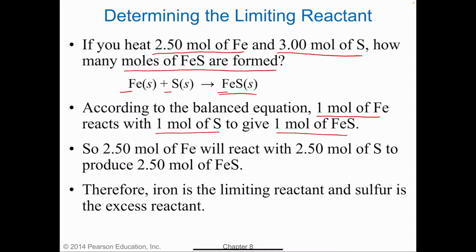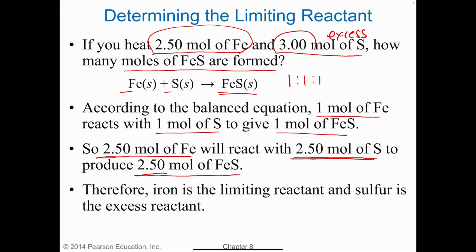So let's just pretend that the iron is the limiting reactant. Since they all are in a 1 to 1 to 1 mole ratio, 2.5 moles of iron would react with the same amount of sulfur and produce the same amount of iron sulfide. So 2.5 moles, 2.5 moles, 2.5 moles. Well, we have 2.5 moles of iron, and according to this, we would need 2.5 moles of sulfur, but we've got 3 moles of sulfur, so we've actually got more. So the sulfur is what's in excess, and for the iron, I'll write LR for limiting reactant. So the iron is the limiting reactant, the sulfur is the one in excess.